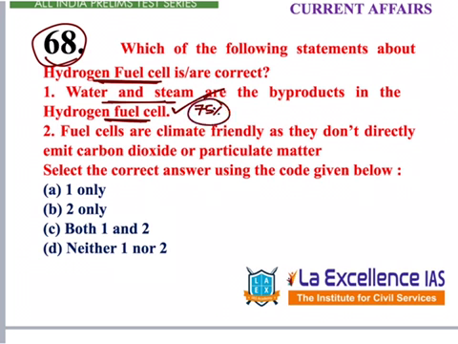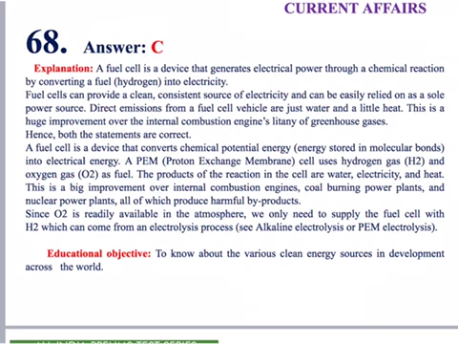Second one, fuel cells are climate friendly as they don't directly emit carbon dioxide or particulate matter. If we know 1 as correct, we can say 2 is also correct because it is emitting only water and steam. So 1 and 2 both are correct. Answer is C. Here is the value addition for this. Please go through it carefully because this is one of the potential questions for this year prelims.